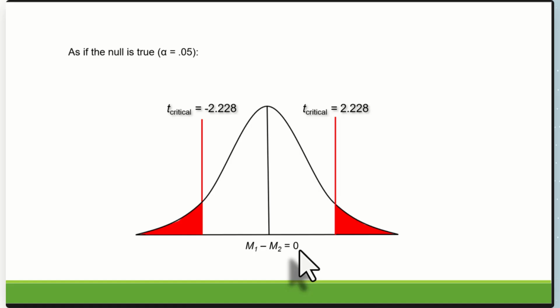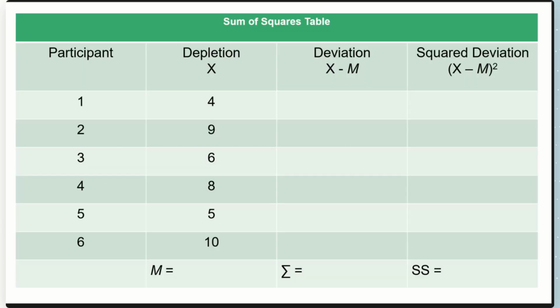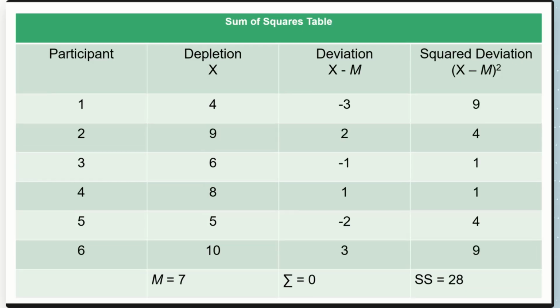The first thing that we need to do is complete the sum of squares table for both groups so that we can get the mean and sum of squares, so we can compute the other values that we need to compute in step 3. So for our depletion group, here's our setup for the sum of squares table. Feel free to pause the video if you want to complete this table on your own. Otherwise, this is the completed table with the mean and the sum of squares. So our mean is 7, our sum of squares is 28.